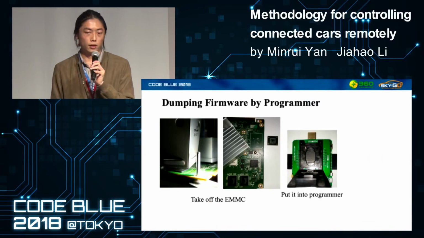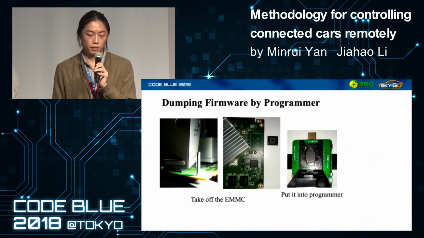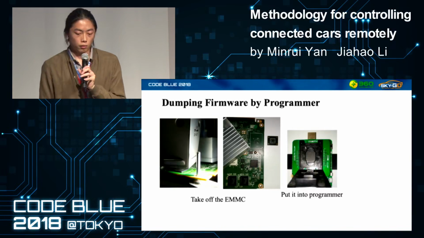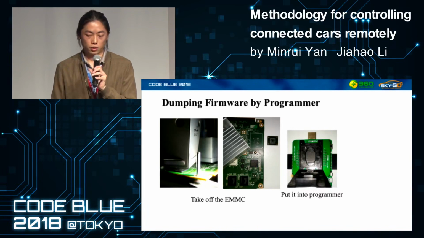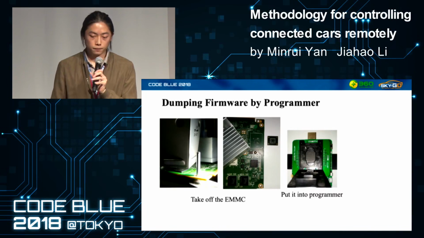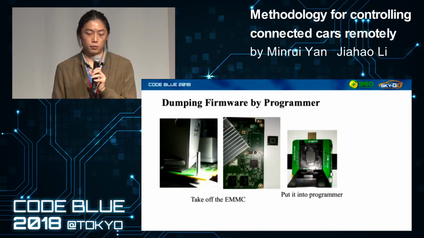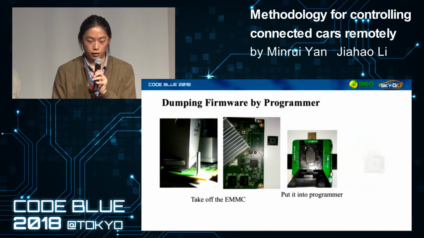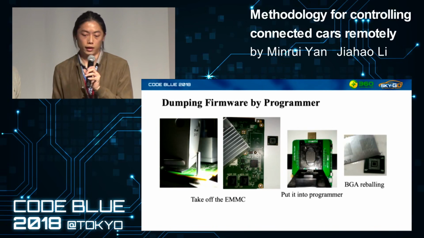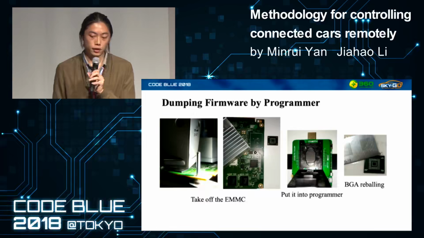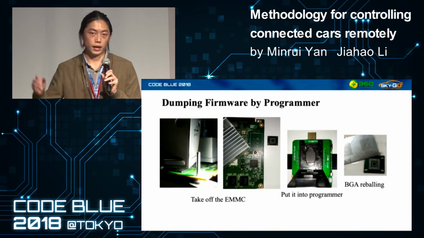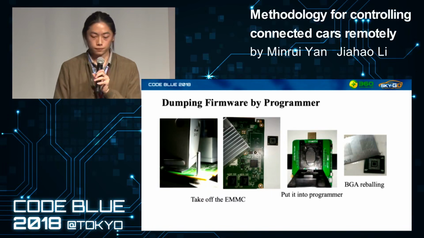The Tesla runs Linux on an NVIDIA core board. We take off the eMMC with a BGA rework station. In simple words, the BGA rework station is a super hot air gun. After you dump the firmware with the programmer, you reboard the IC, so we can fix it and make it work again. So we needed to purchase a second Tesla car.